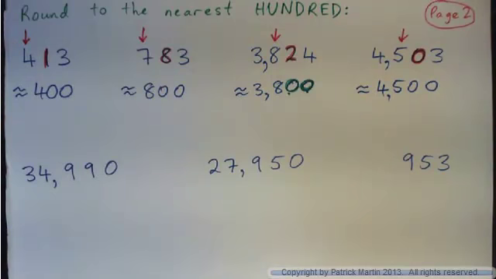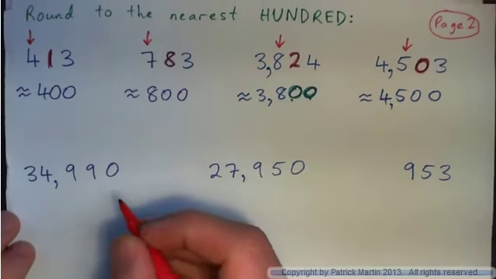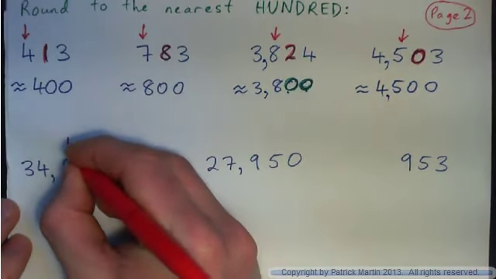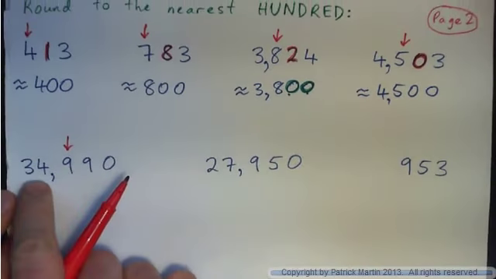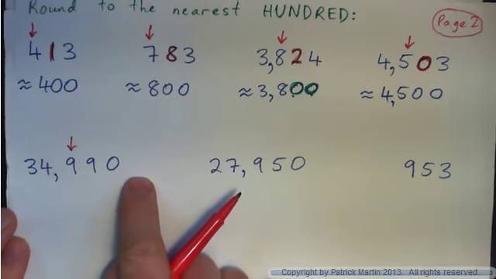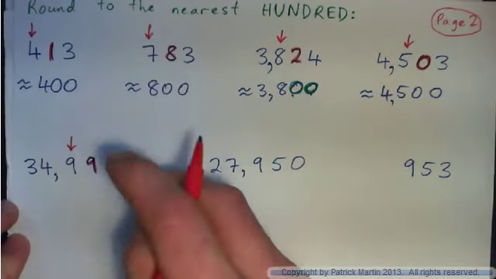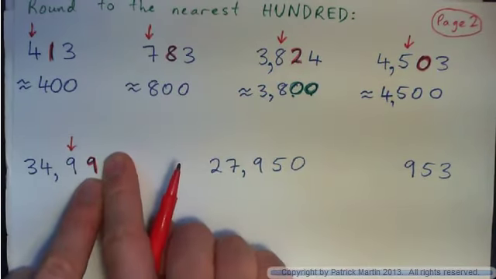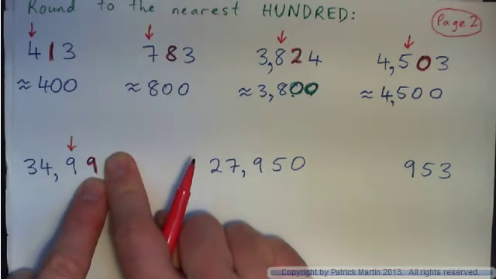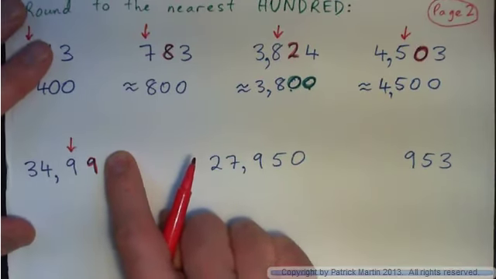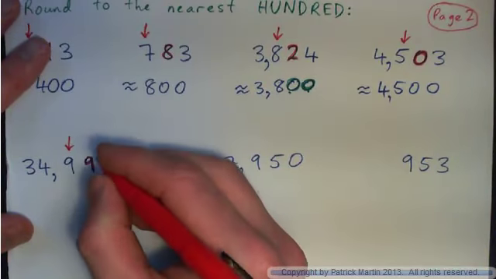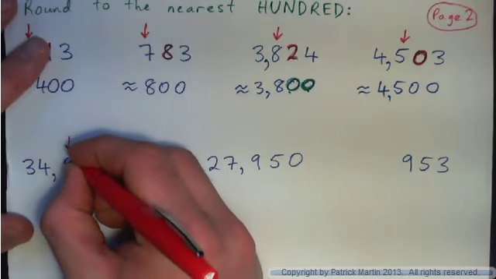Okay. Round this guy to the nearest 100. What do you get? Well, the 100 spot is here. So this is 34,990, right? The 100 spot is here. The next digit is a 9. Do we round up or down? We round up. Okay. Now that means I'm going to basically add a 1 onto here.